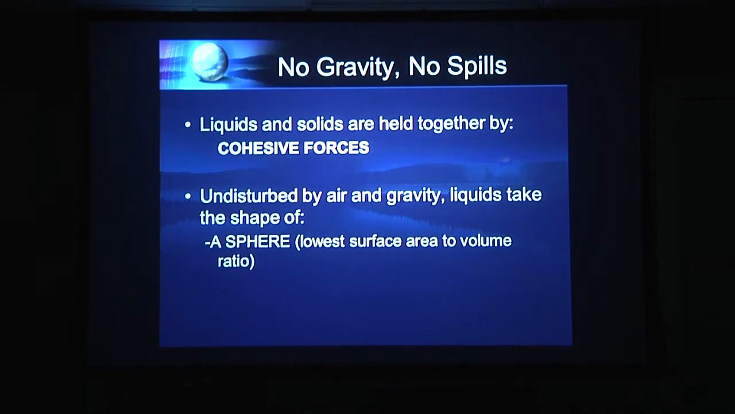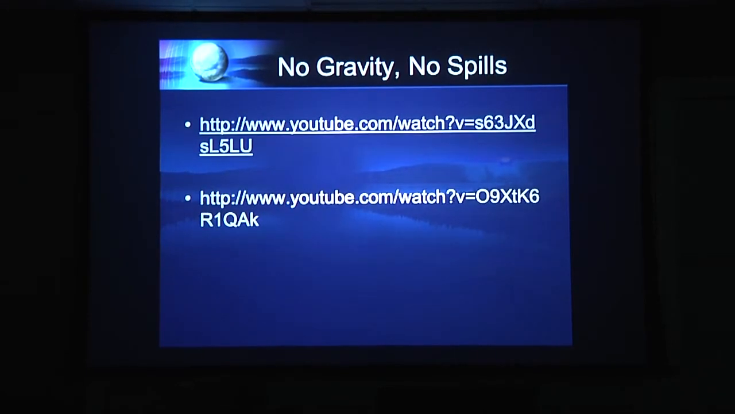A good example of cohesive forces in action is what would happen to a liquid droplet. If you were in space and you had a little droplet of water free to float around, it would take the shape of a sphere because of these cohesive forces. A sphere has the lowest surface area to volume ratio, and it allows these cohesive forces to maximize. Here's a couple links. You can actually watch these. I won't show these, but you can copy and paste these if you want to see what these things look like in space, what gravity or lack of gravity does to these liquids as far as the cohesive forces go.